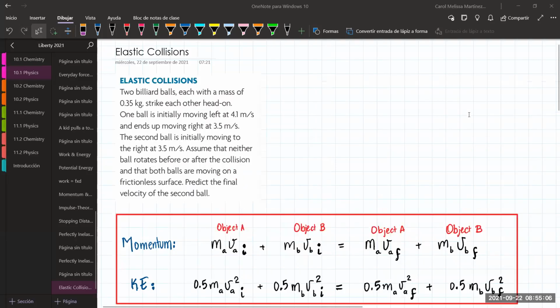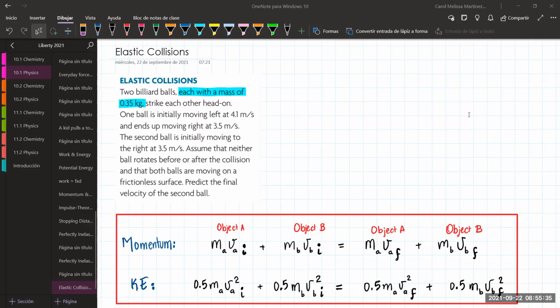Recording in progress. Two billiard balls, each with a mass of 0.35 kilograms. This is interesting because the problem is now telling you that you have two billiard balls. I don't know if you have played billiards before, but those balls all look the same. The only thing that changes is the color and the number, okay? So because they are two billiard balls, it says each has a mass of 0.35 kilograms.